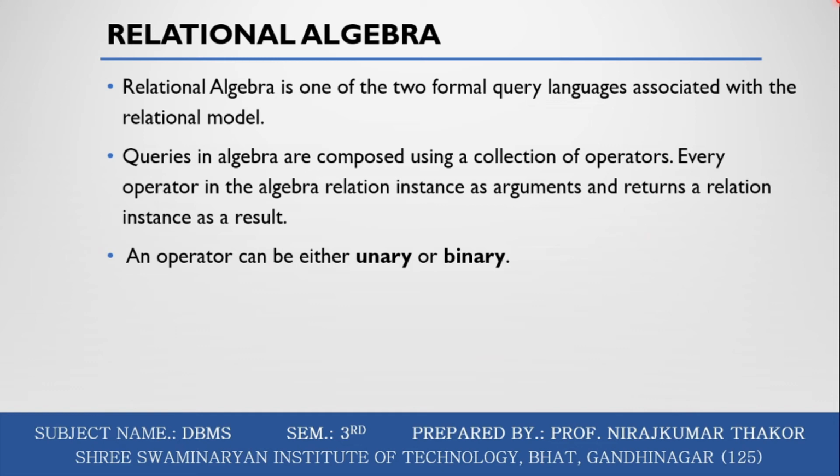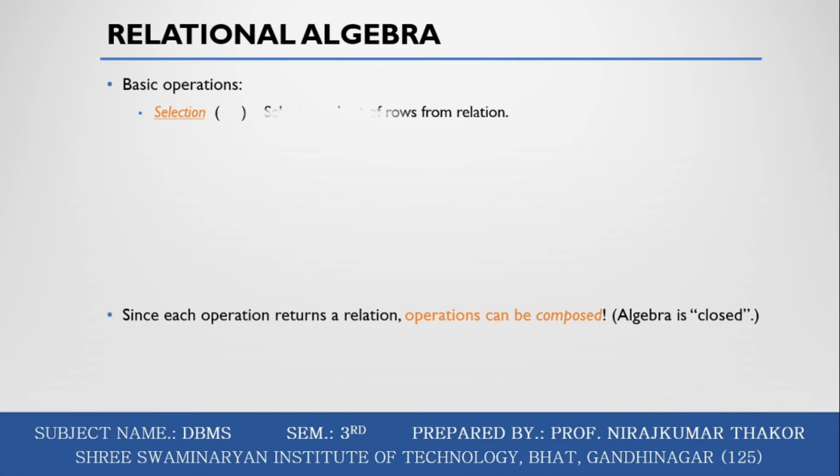The fundamental or basic operations of relational algebra: the first one is select, the second one is project, the third one is union, then set difference, Cartesian product, and rename. These are the basic operations. The first one is the selection operation. It selects a subset of rows from a relation. Its symbol is sigma. Now the next is projection. It selects a subset of columns from the relation. This symbol is pi.